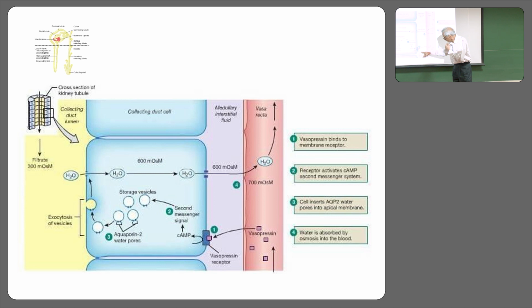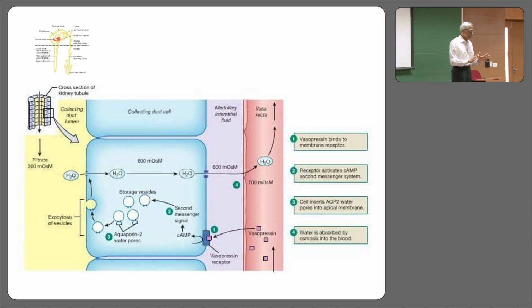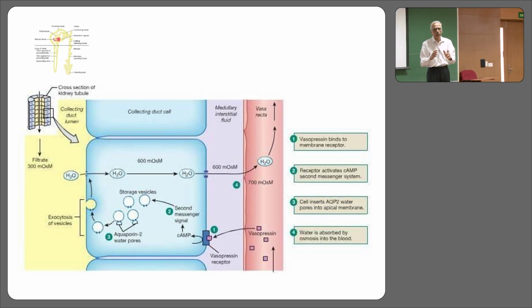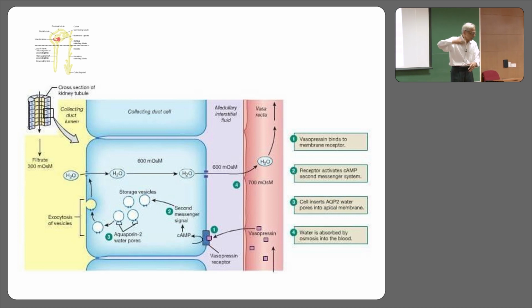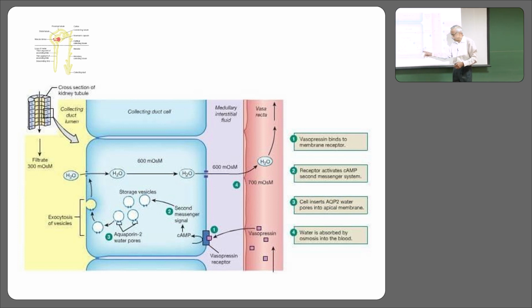There it encounters a receptor. Can you see this receptor? Where is it sitting? It is in the plasma membrane. What do you call that receptor? Vasopressin receptor. This is again a typical peptide interacting with a 7 transmembrane receptor. So this vasopressin is the ligand, and this receptor is G protein coupled.